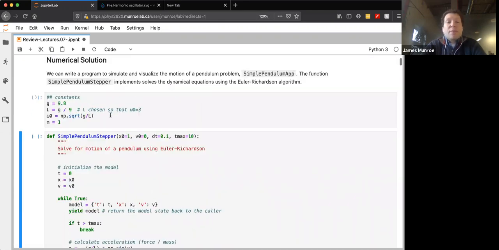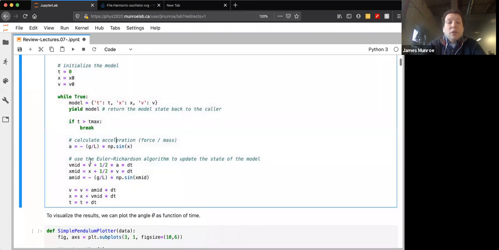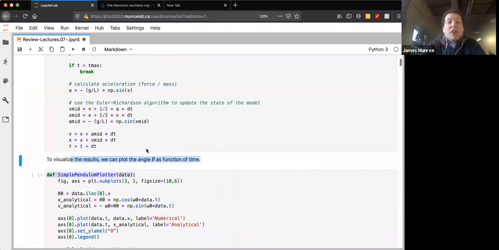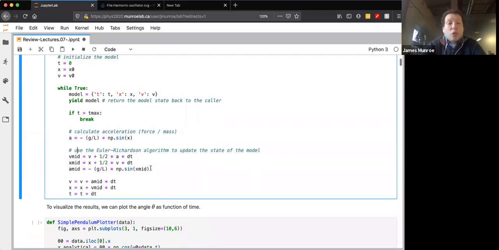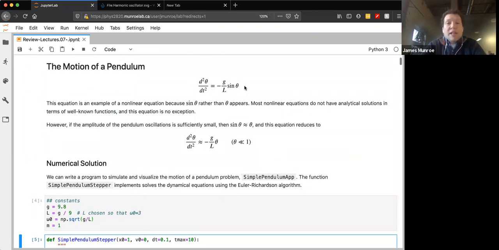Here is an example of a stepper code that solves it using an algorithm. Here it's doing the Euler-Richardson algorithm. We could also write this as the Euler-Kromer algorithm. And the point here is the sine function, this guy right here, is solving the true physical pendulum problem. It's not solving a simplified version, it's solving the whole one all the way through.